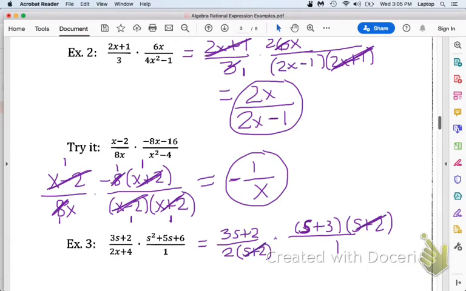So now I'm going to multiply the numerators together. So I will get 3s plus 2, and that'll be times s plus 3. And then in the denominator, I will have a 2, because 2 times 1.